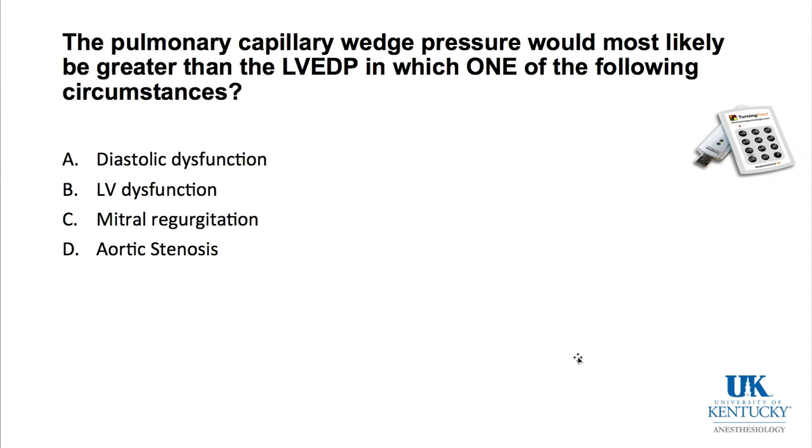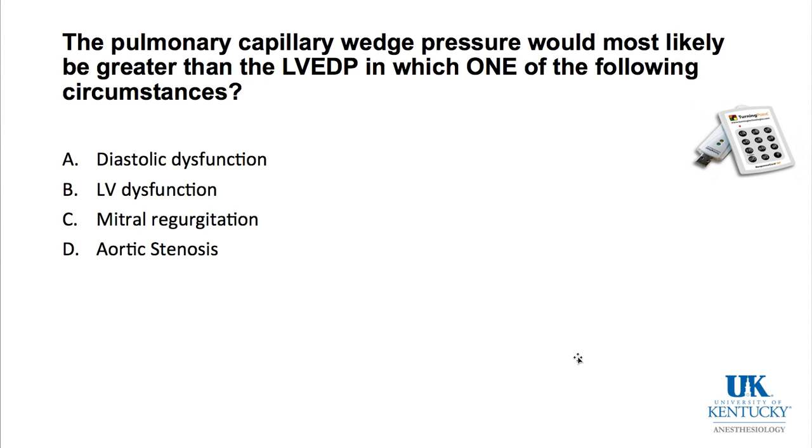So here's a question. The pulmonary capillary wedge pressure would most likely be greater than the actual LVEDP in the left ventricle in which one of the following circumstances? Diastolic dysfunction, LV dysfunction, mitral regurgitation, or aortic stenosis.